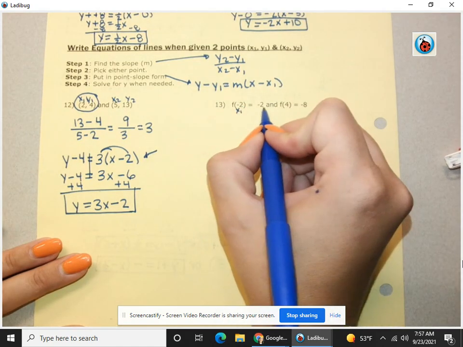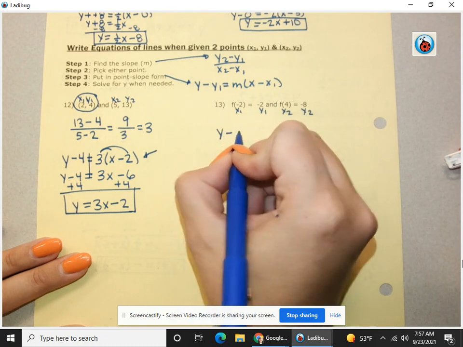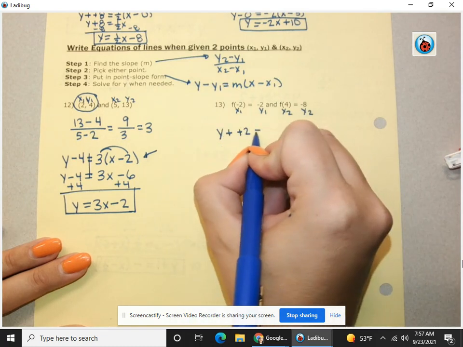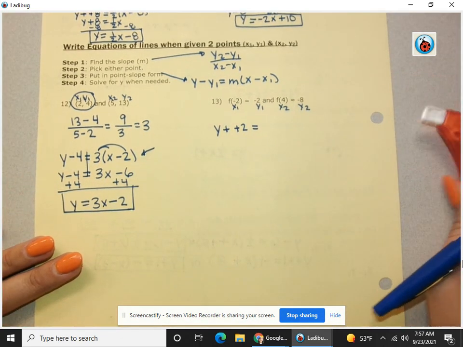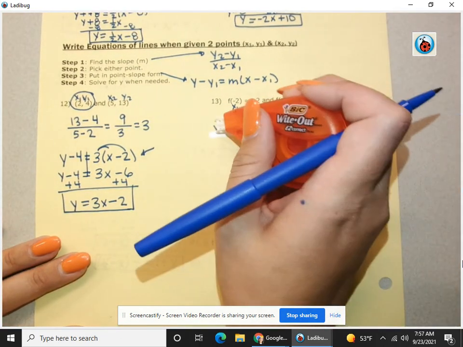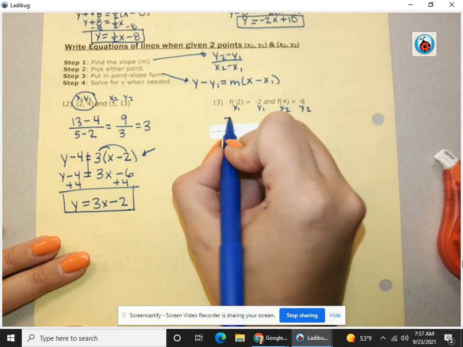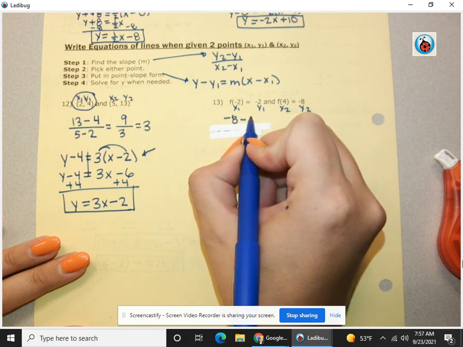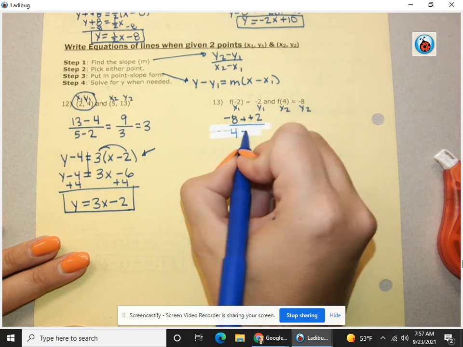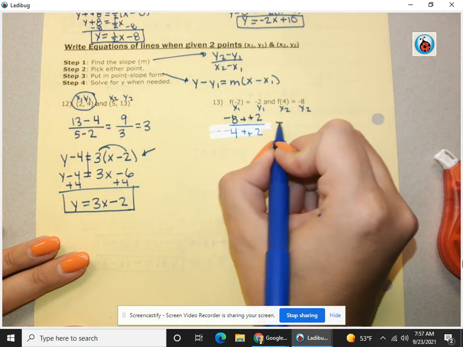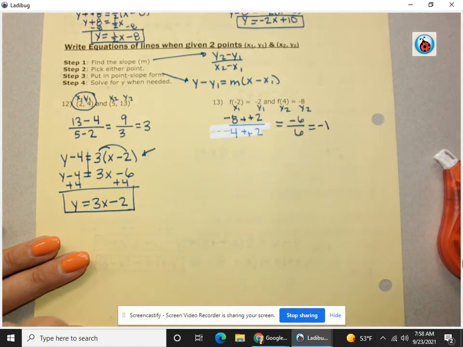Remember this is like my x1, y1, x2, y2. So I've got y minus my y1, which is negative 2, equals m. Oh, darn it, I skipped a step. I need to solve for slope first. So I'm going to take my y2, which is negative 8, minus my y1, which is negative 2, so that's really a plus, divided by x2, which is 4, minus a negative 2. I get negative 6 over positive 6, which reduces to negative 1.